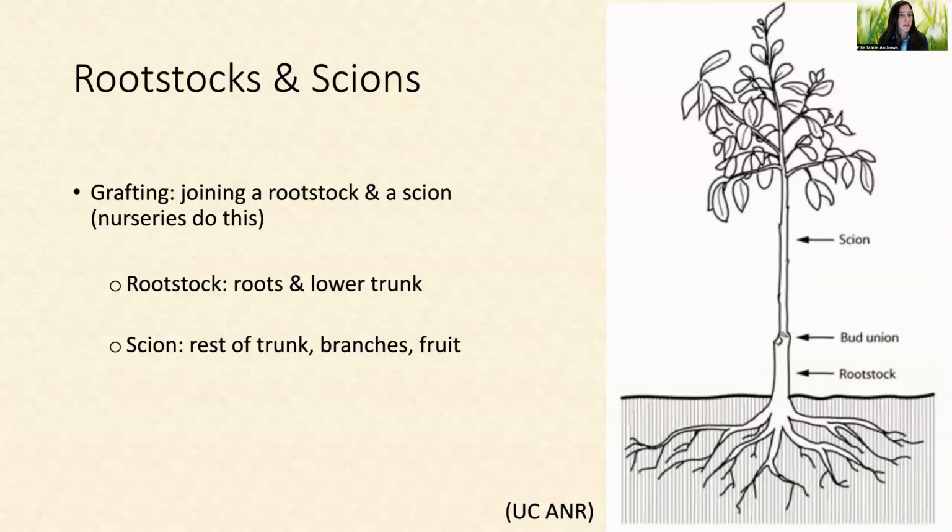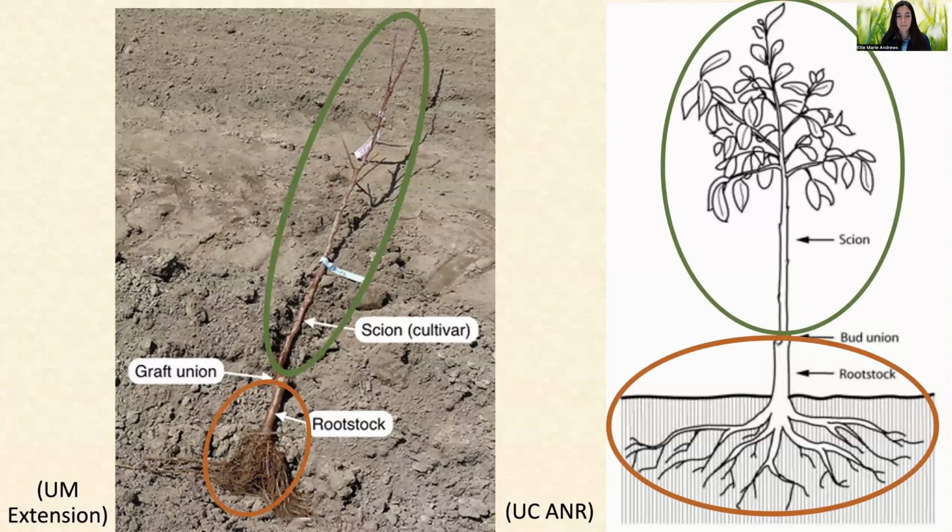So we're going to move on to rootstocks and scions. So this is relevant for grafting. So grafting just means joining a rootstock and a scion. Typically, nurseries do this for you before you purchase your fruit trees. So the rootstock is the roots and the lower trunk, and then the scion is the rest of the upper trunk, branches, and fruit. So there's two parts to this.